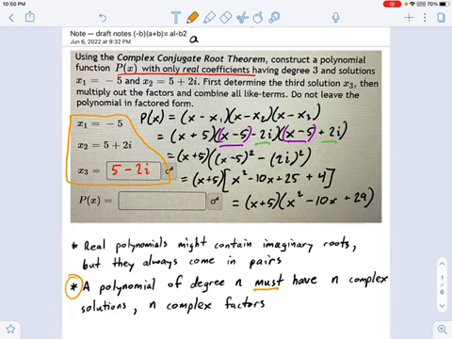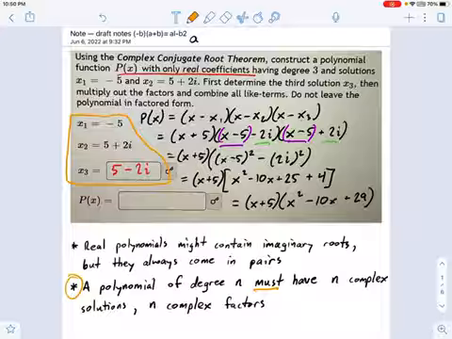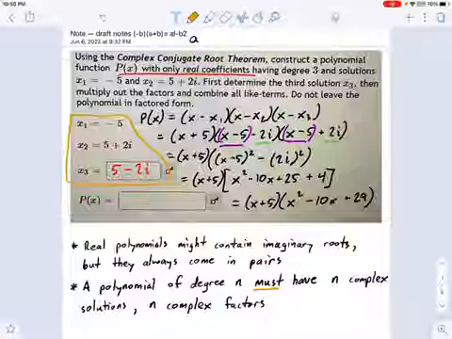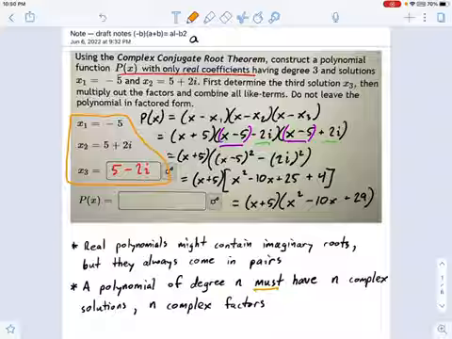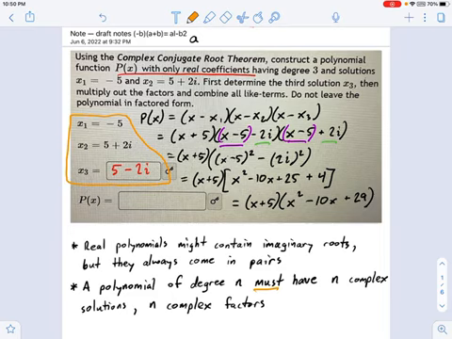All of these solutions are complex. Even -5 is complex. Remember what complex means. It just means a plus bi. Well, you can be a complex number with no imaginary part, right? That's just a real number. So the real part is -5, the imaginary part is 0. It's still a complex number. So keep in mind that complex, the word complex, does not mean imaginary. It just means real parts and imaginary parts. Maybe one of those parts is 0, but basically every number is complex in that it has a real and imaginary part. So a polynomial must have n complex solutions and n complex factors, as long as it is a degree n polynomial.